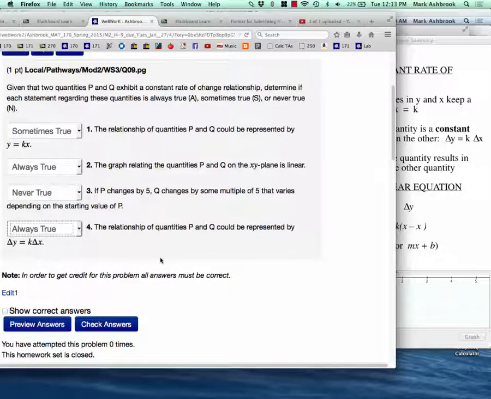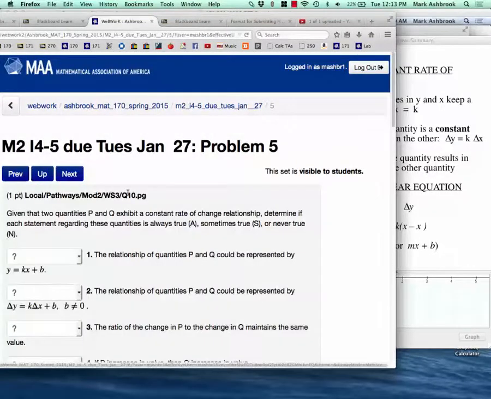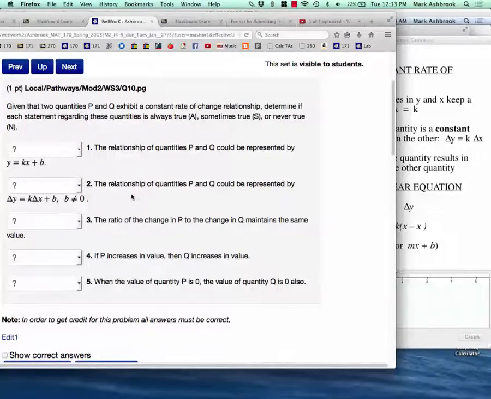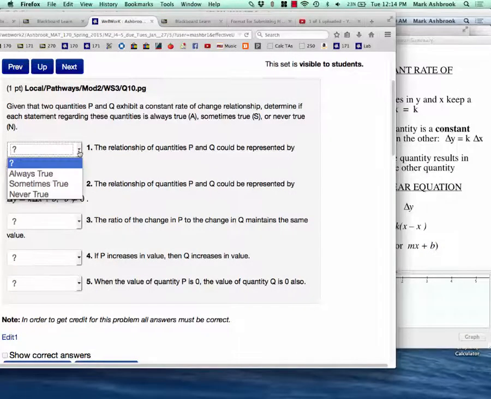Okay, so see how I'm drawing on this, this summary of what we've done in the last week or so. Green bar. Okay, got it. Next. So we'll go faster. How about the relationship of P and Q could be y equals kx plus b? Sometimes, always, or never? Always, right? This is mx. So every constant rate of change relationship can be represented kx plus b or mx plus b.